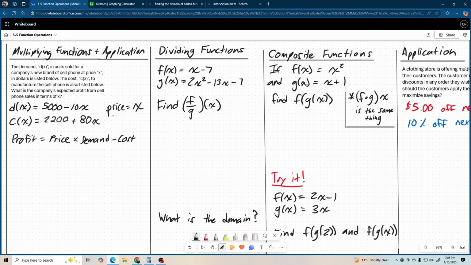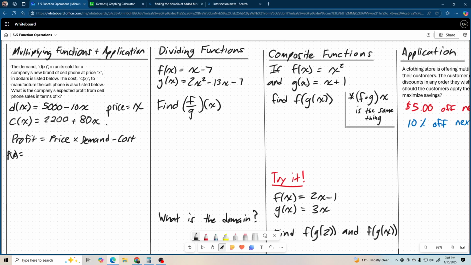All right, well, we're trying to multiply and add these functions, right? Because we have profit equals price times demand minus cost. So let's just put in the stuff we know. The profit is the thing we don't know, so I'm just going to say equals, and we can leave this blank. We can even say big P of X or something, and we can call this profit if we want to. It doesn't really matter.